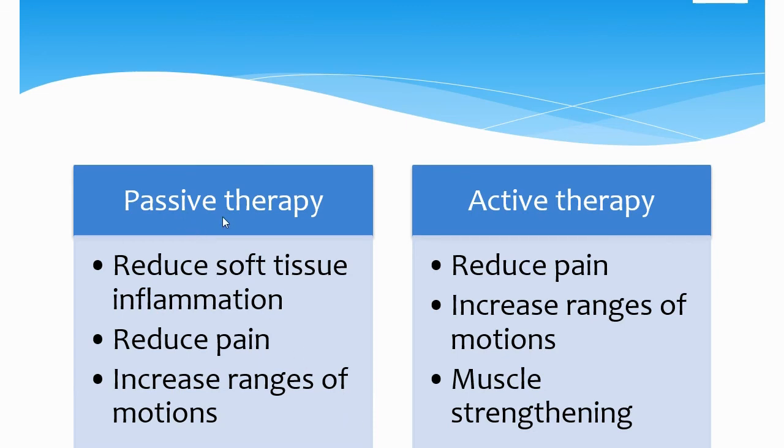Initially, we go with the passive therapy to reduce the soft tissue inflammation and reduce the pain. Inflammation gets better, pain also gets better. And at the same time, as I mentioned before, due to the soft tissue damage, the patient is going to lose the range of motion. You would like to work on that by removing the inflammation and reducing the pain. Definitely, the patient has an easier time to move the joints.